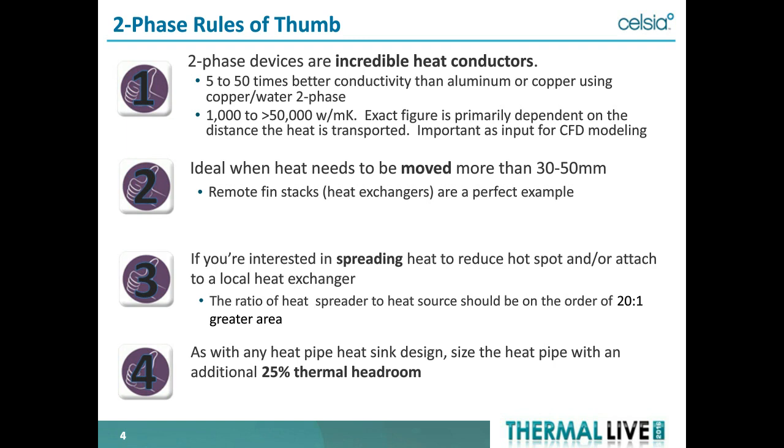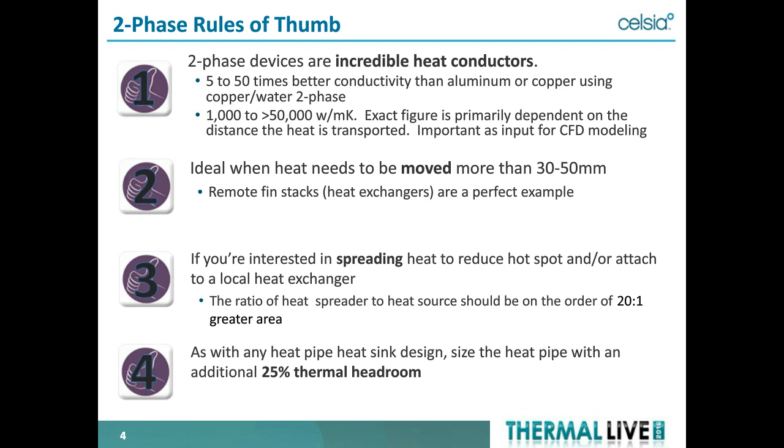I generally say heat needs to be moved more than an inch and a half to 2 inches, or 30 to 50 millimeters, before you look at using two-phase over a piece of metal. There are a couple of other rules of thumb. If you're interested in spreading heat to reduce a hot spot or attached to a local heat exchanger, the ratio of heat spreader to heat source should be on the order of 20 to 1. In other words, the area of the heat sink versus the area of the device being cooled. Anything less than that, generally metal is good enough.